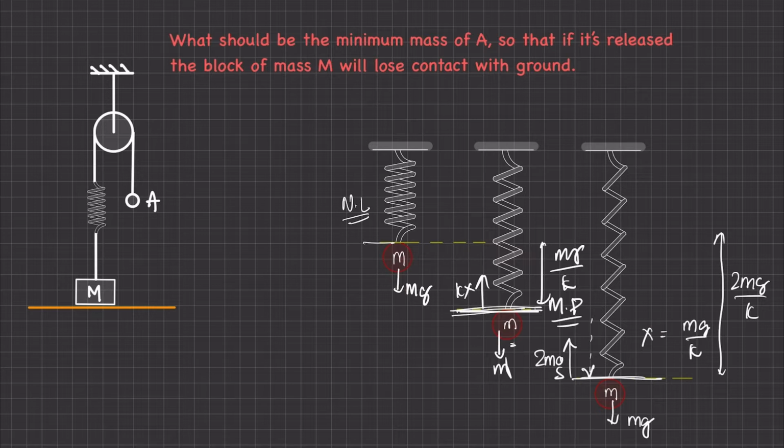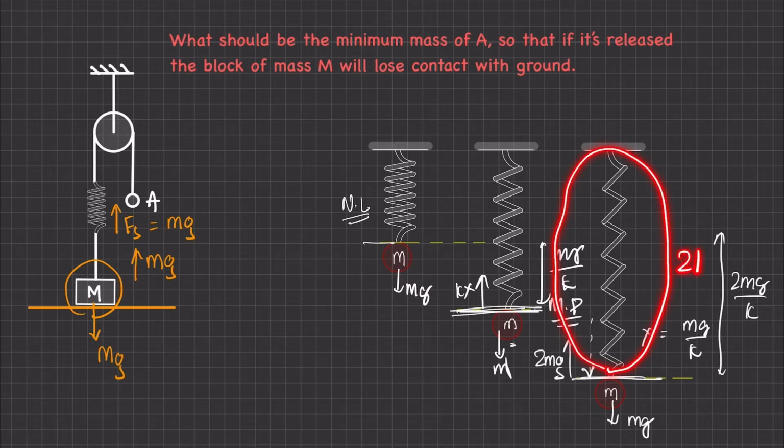In our problem, this block has a downward force mg, right? So to lift this block, a minimum upward force of mg is needed. And who can apply this force? This spring. If it is extended, then this spring will apply an upward spring force and this will try to lift mg, right? Now how much spring force do we need? We need spring force equal to mg.